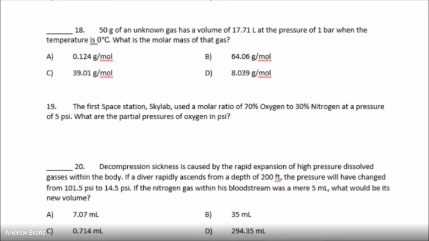Think about it, we're dealing with a molar mass. What if I had a molar mass of 1,000,000, something like that? That would probably be very unlikely for a gas. So just think about that.